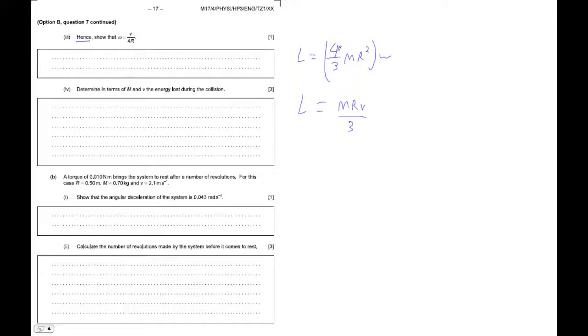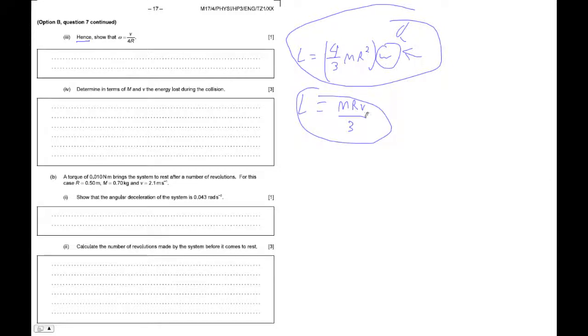Could you set this equal to this and solve for omega? Set this equal to this, the right side of both of these. Solve for omega. Good job.